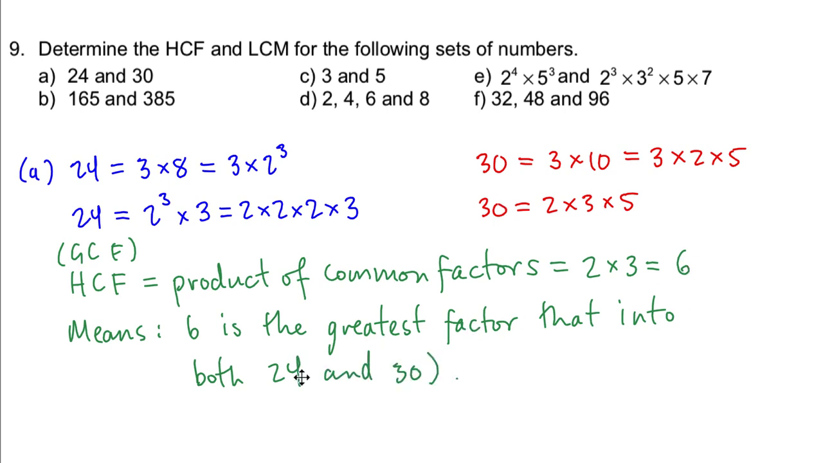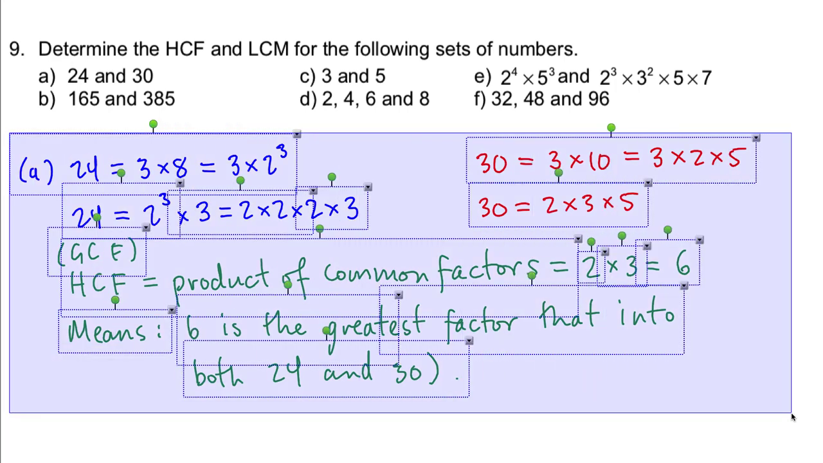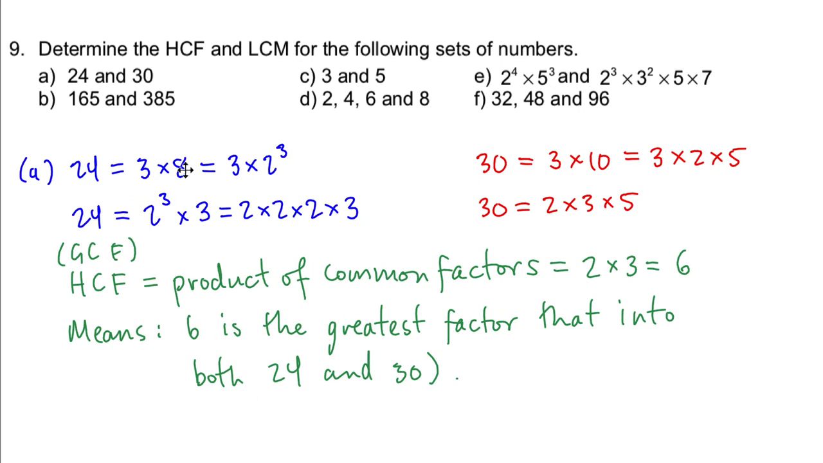So we know 6 will divide into 24 4 times, and 6 will divide into 30 5 times. So that's the greatest or highest common factor, and the next thing we want to do is work out the LCM, the least common multiple. So the LCM is going to be a product not of just the common factors, but the product of all factors.